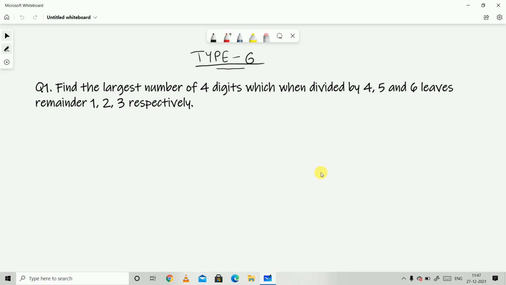So let's begin. For type 6, the first question is: find the largest number of 4 digits which when divided by 4, 5 and 6 leaves remainder 1, 2 and 3 respectively.